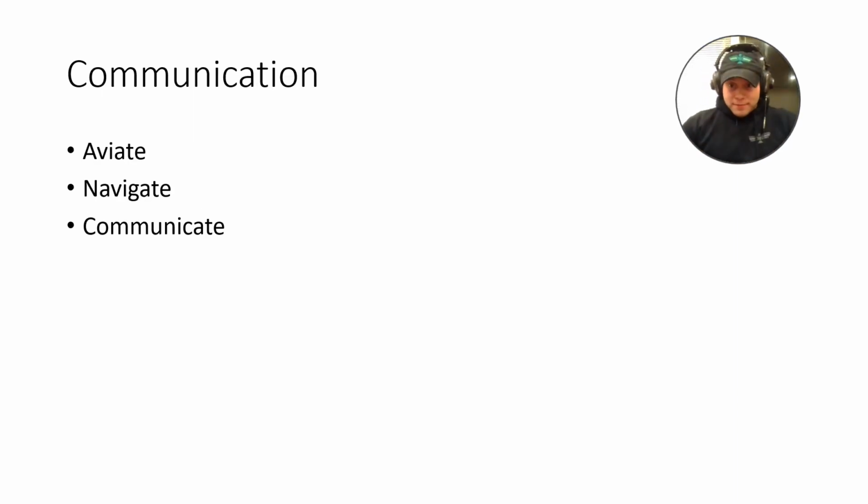Now, communication. Remember, aviate, navigate, communicate. Fly the plane first. Don't try to communicate when you're still configuring to climb out. So get the plane configured, get your pitch set, power set, trim set, hands off the controls. When you are comfortable, figure out where you're going next. Am I turning crosswind? Am I climbing? Whatever I'm doing. And then finally communicate.